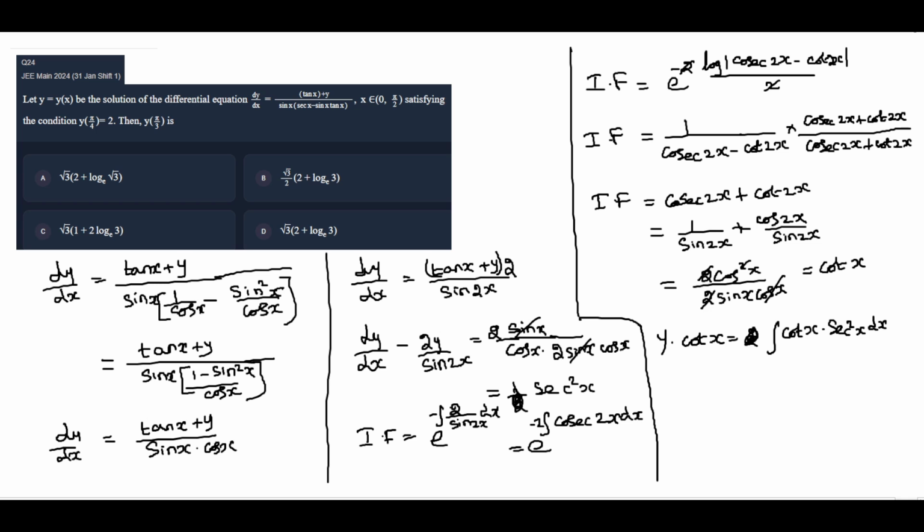Okay. So y cot x equals, cot x will be cos x by sin x into 1 by cos square x dx. So it will change into 2 integration of 1 by sin 2x, so it will change into cosecant 2x dx. So y cot x equals integral of cosecant 2x.